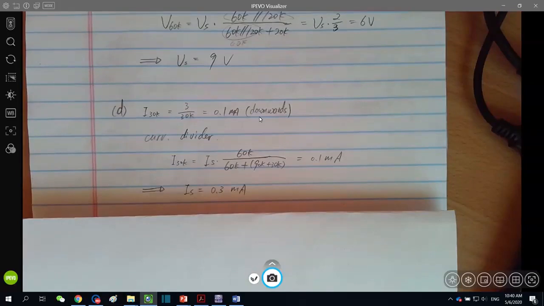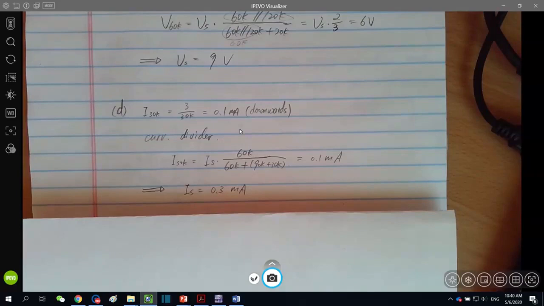Be careful, it's downwards. And then by one current divider here, we can find this current is also equal to total current times the ratio. In the numerator is the other branch, which is 6K. The denominator is the sum of 60K and this branch, which is the series connection between 90 and 30K. Equals 0.1 milliampere, which we obtained from up here. From this equation, we can find IS equals 0.3 milliampere.